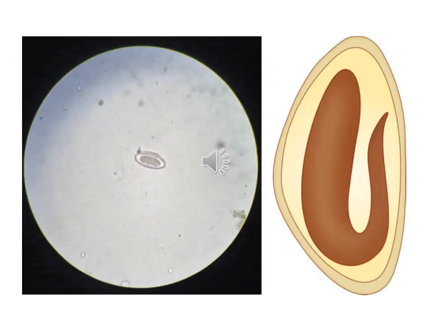The egg is colorless, not bile stained. It floats in saturated salt solution. It has a characteristic shape, as you can see, being elongated, ovoid, flattened on one side and convex on the other side. The eggshell is double layered and relatively thick. The egg contains a tadpole shaped larva, as you can see in the figure.